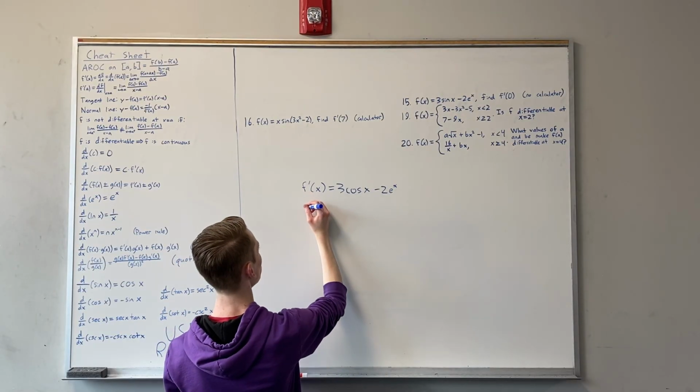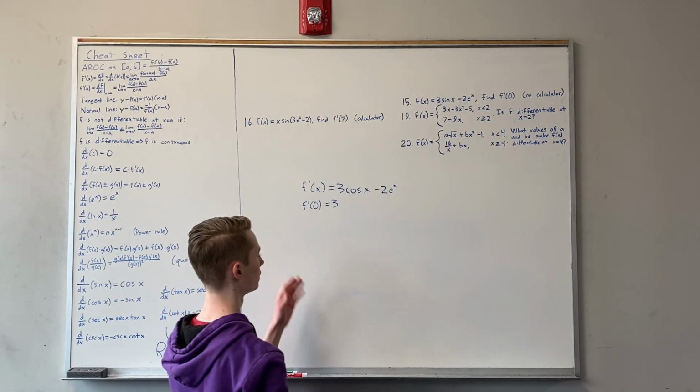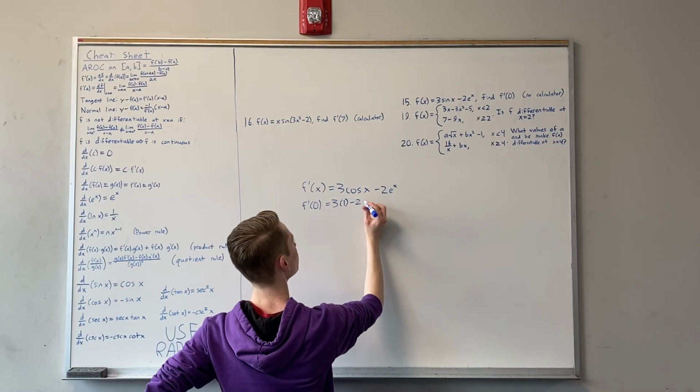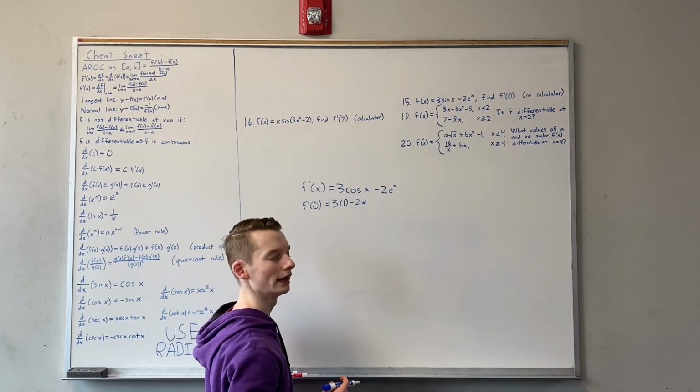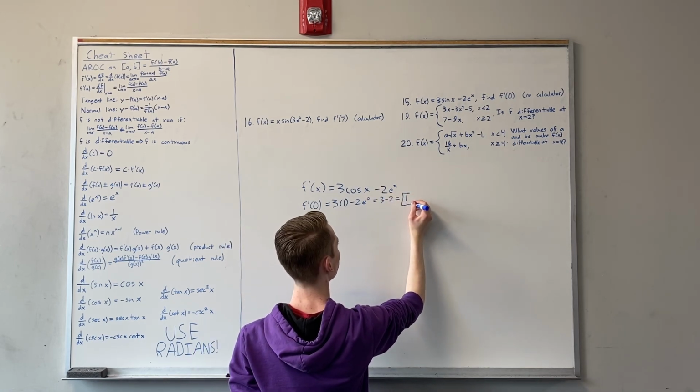Now I need f prime of 0. That's 3 times cosine of 0. Remember your unit circle, cosine of 0 is 1. And then minus 2, e to the 0 is 1, so 3 minus 2 equals 1.